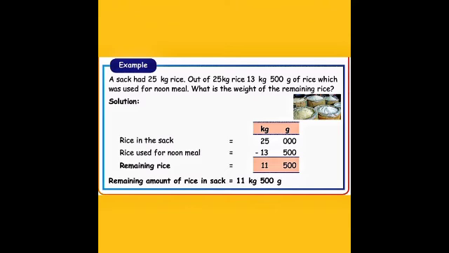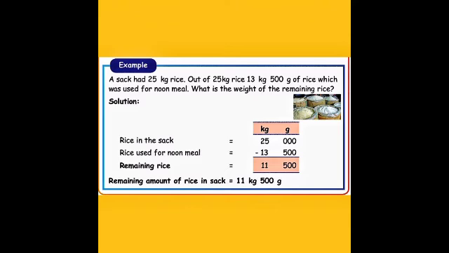So we want to go to the solution part. We should write units on the top. Then we'll write the lines. First one, rice in the sack. Total rice in the sack is 25 kg 000 grams. Then how much rice was used for the meal? That we want to write.